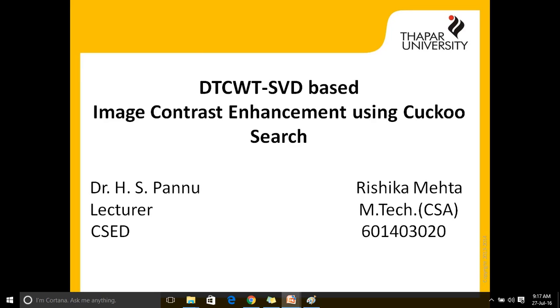I recently completed my MTech thesis under the guidance of H.S. Pansar. My area of research is image enhancement, and we combine some of the image contrast and brightness enhancing algorithms, yielding a compound algorithm called DTCWT SVD based image contrast enhancement, which also employs Cuckoo search optimization.